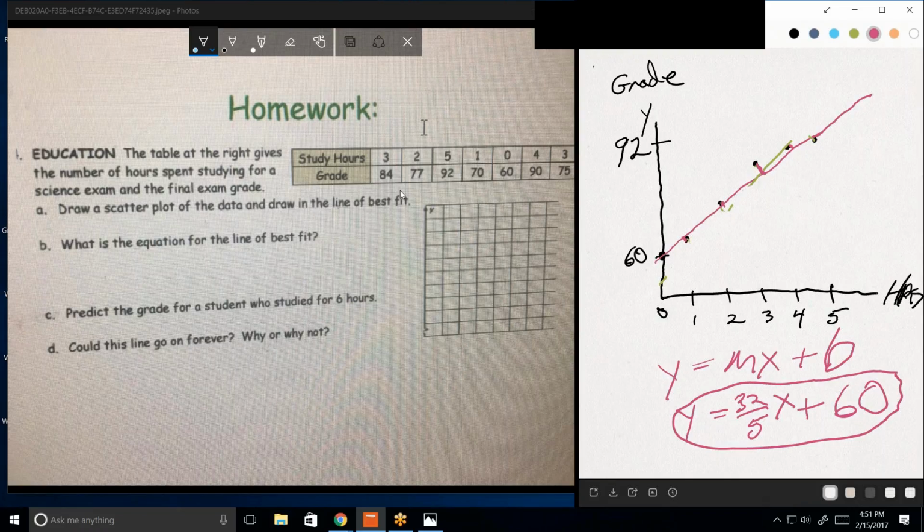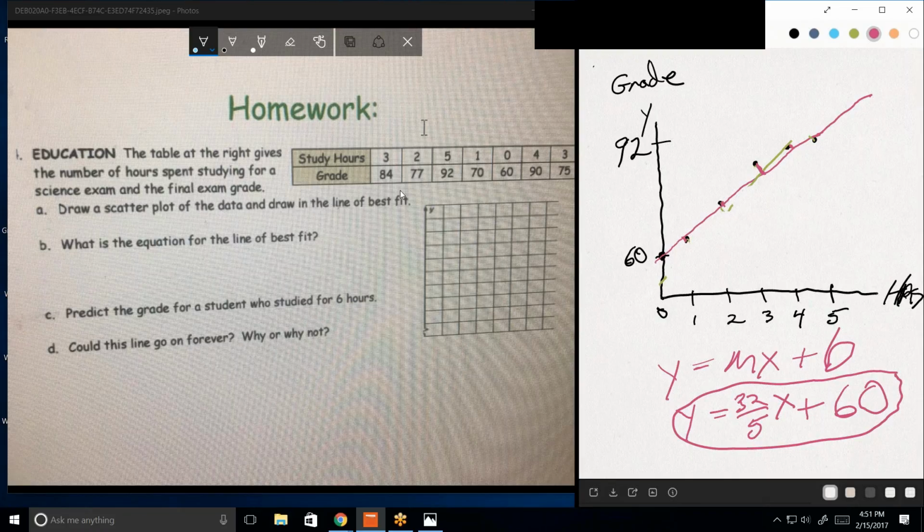So if this is not a calculator problem, this is the way you would do it. You would draw your scatter diagram, you would draw the best line you could through it, and wherever it crosses the y-axis, that's your b. Whatever the slope is, always remember slope is rise over run.